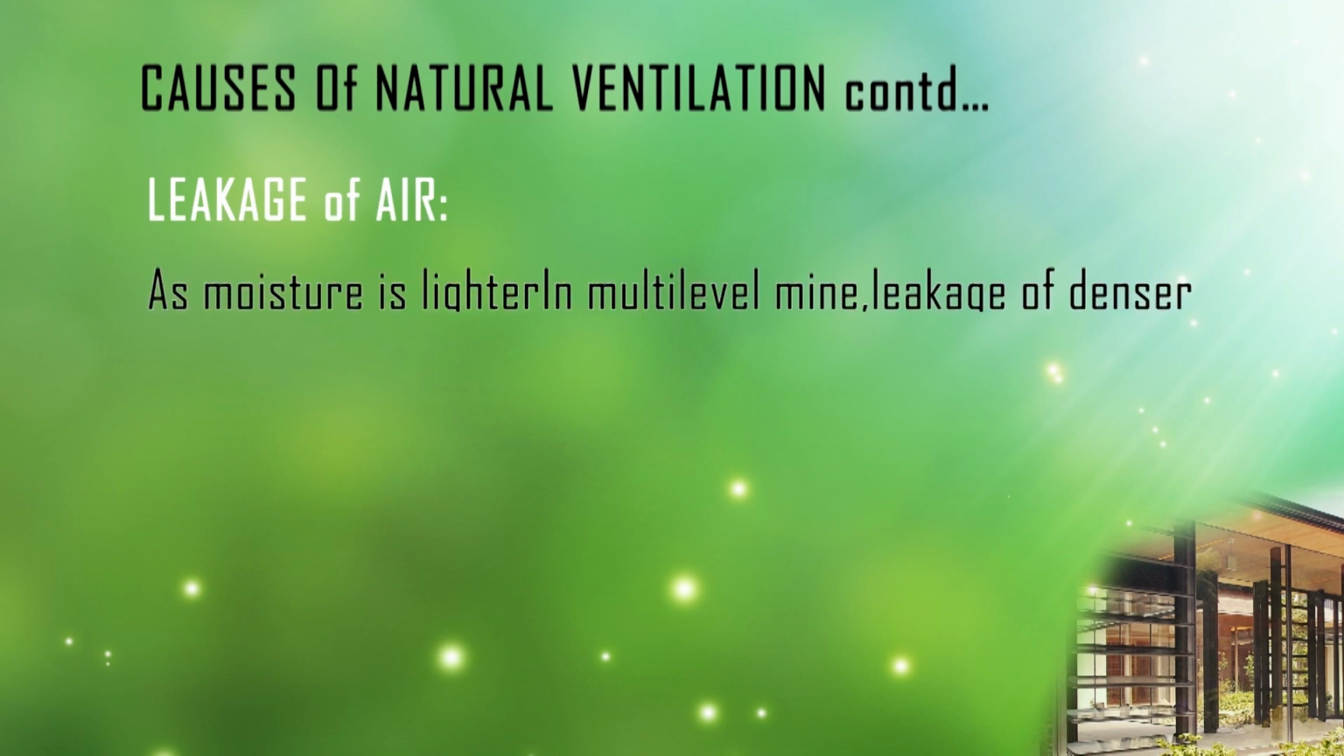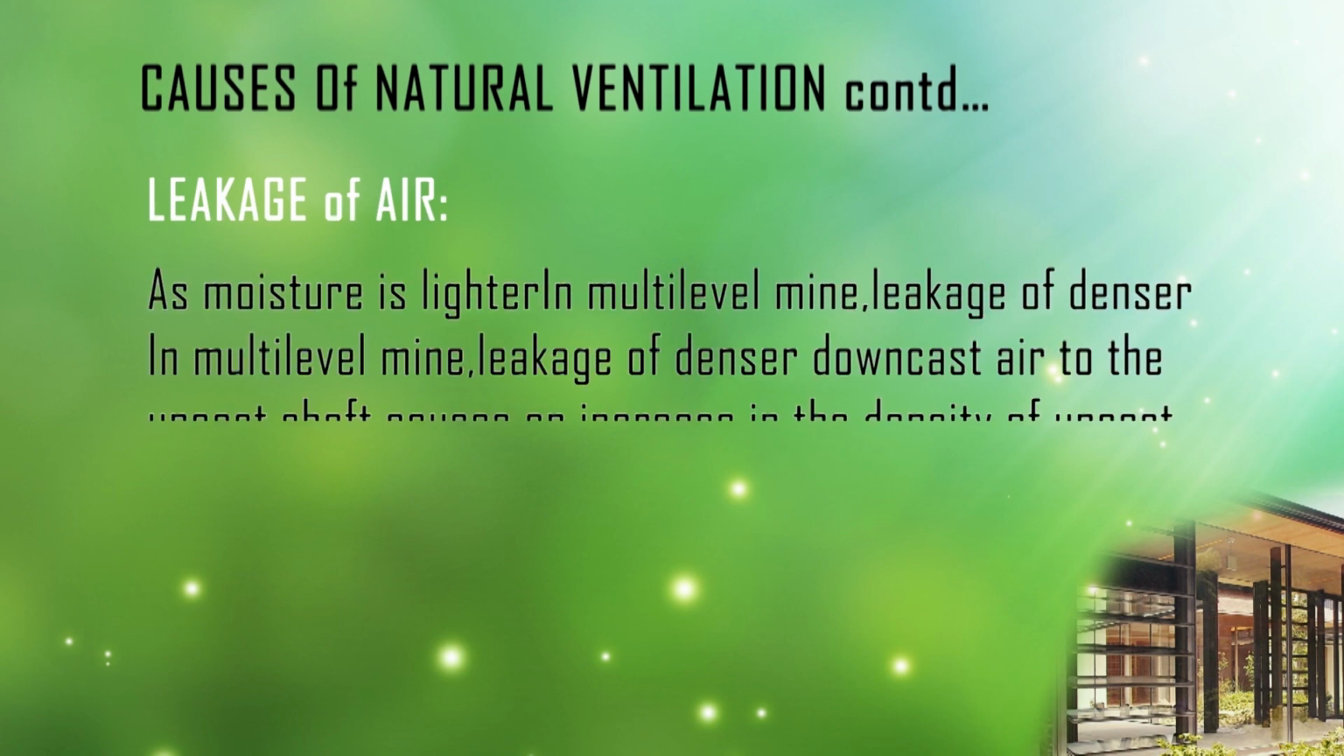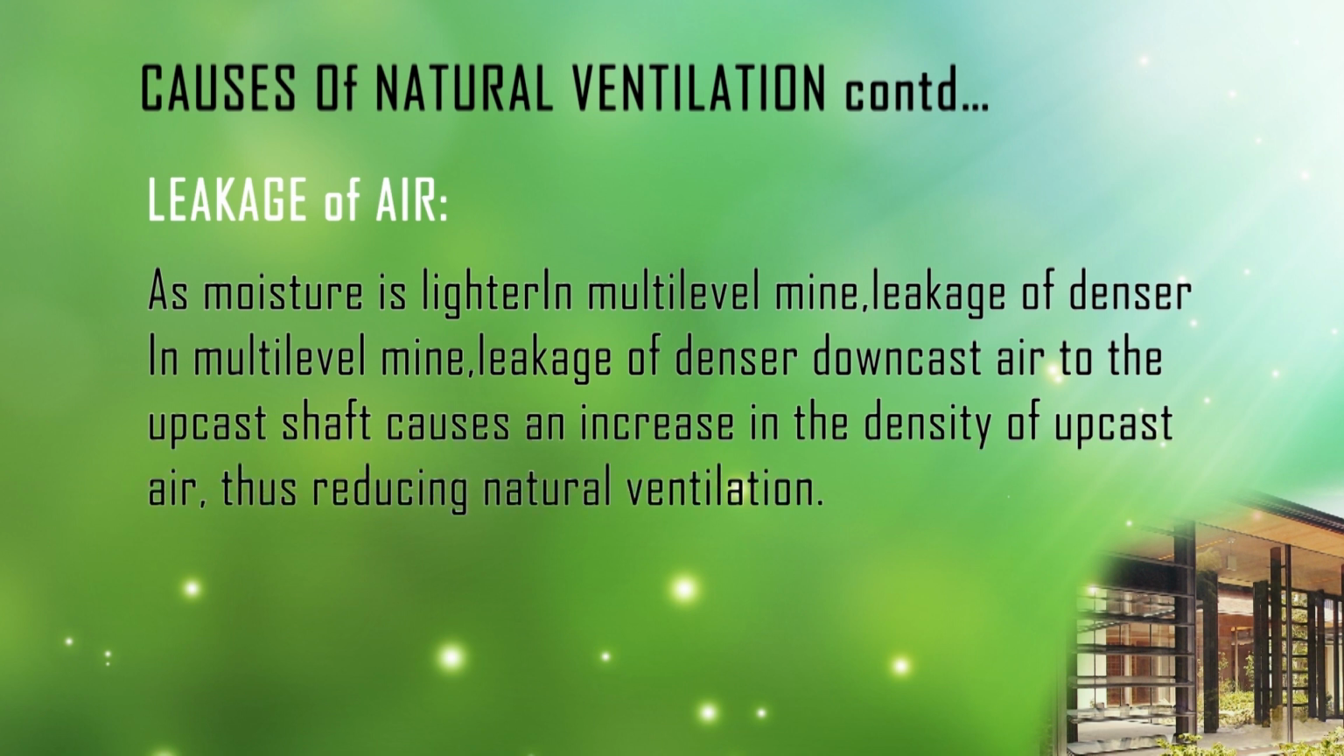Leakage of air in a multi-level mine, where the working is at different levels: leakage of denser downcast air to the upcast causes an increase in the density of upcast air, thus reducing natural ventilation. It is well known that if the density of upcast air becomes high, then there may be a decrease in natural ventilation because of higher density in the upcast shaft as compared to the downcast shaft.